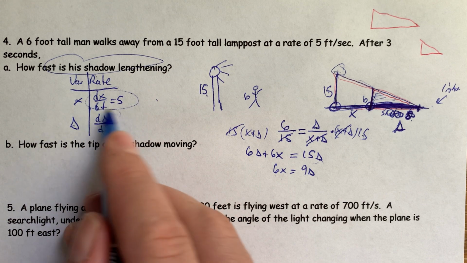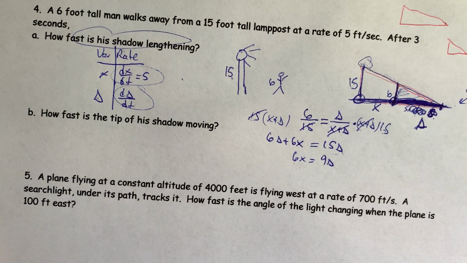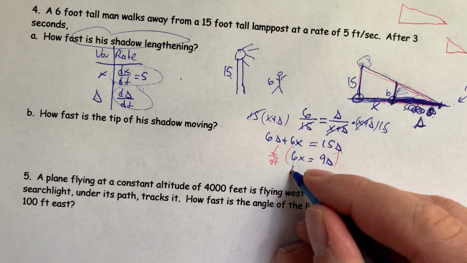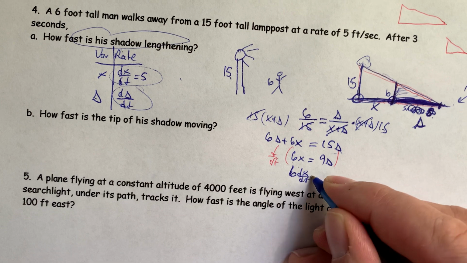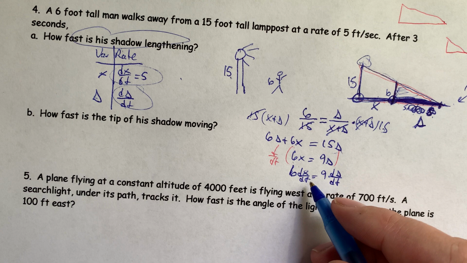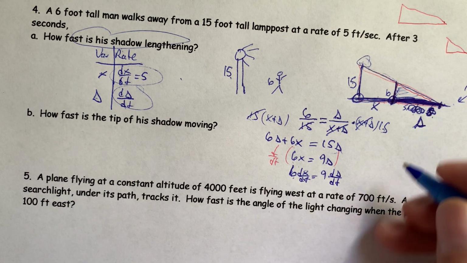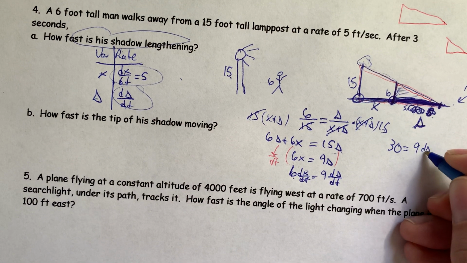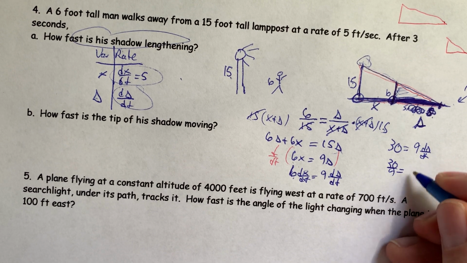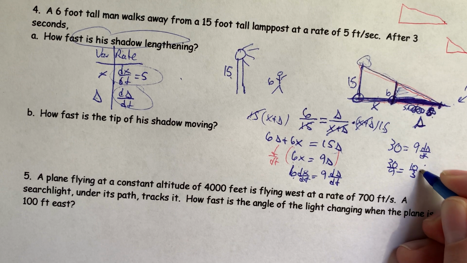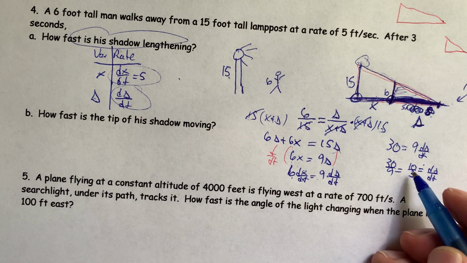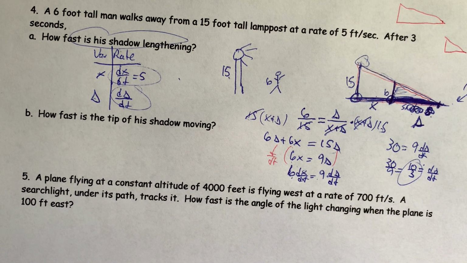And so now I can find the relationship between dx/dt and ds/dt by doing the derivative on both sides. So d/dt, and now I get 6 dx/dt equals 9 ds/dt. And what did I know? I knew that dx/dt was 5, so 30 equals 9 ds/dt, and so 30 over 9, we can divide by 3 and divide by 3, this is 10/3, is ds/dt. So as he's walking 5 feet per second, his shadow is getting longer by 10/3 feet per second.